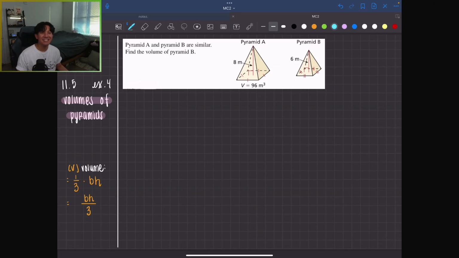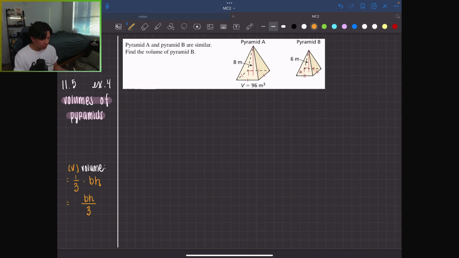All right, in this last example, we're going to find out what this missing volume is for Pyramid B by comparing similar 3D shapes. Pyramid A and Pyramid B are similar. What does similar mean again? Same shape, different size. Being that, find the volume of Pyramid B.